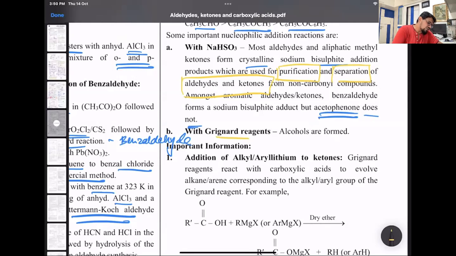With Grignard's reagent, alcohols are formed. Formaldehyde plus Grignard's, primary alcohol. Aldehyde other than formaldehyde plus Grignard's, secondary alcohol. Ketones plus Grignard's, tertiary alcohol. That's the part. All reactions of Grignard's, nucleophilic addition. Nucleophile I've told you is carbanion.